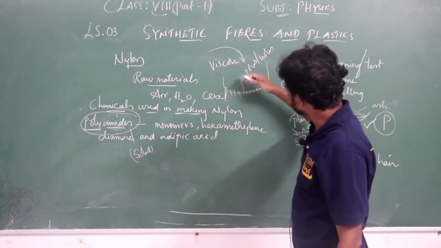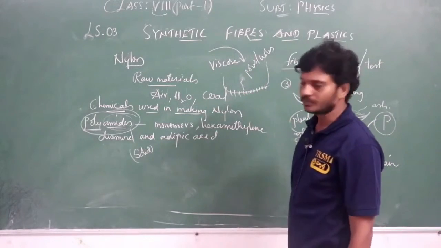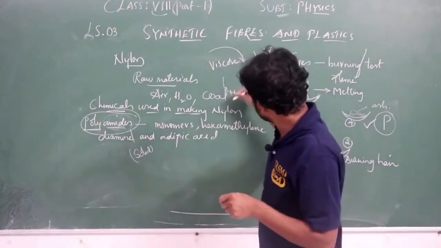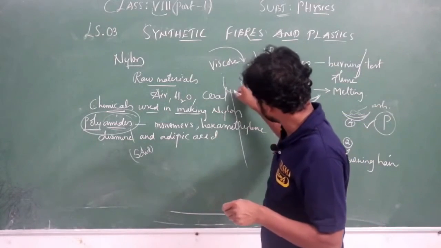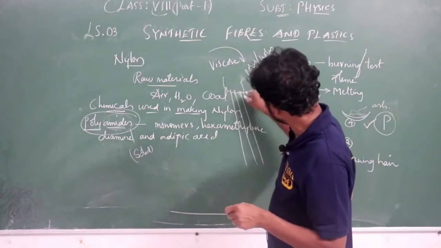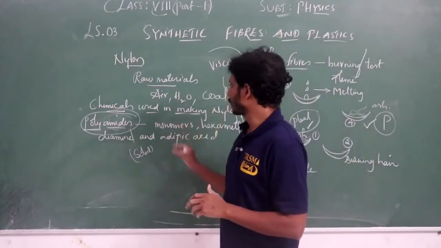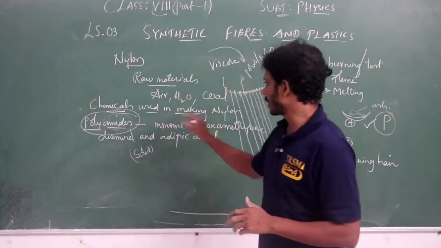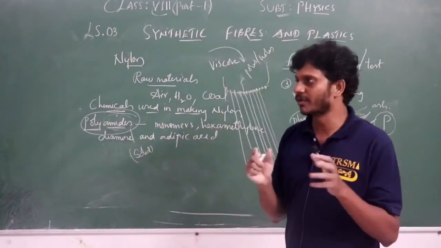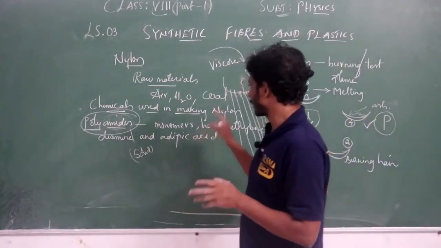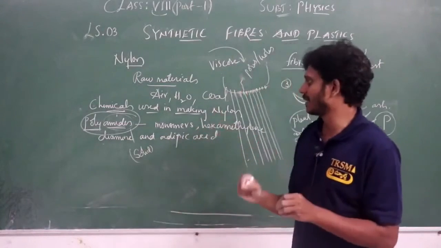Once this viscous polyamide passes through, it comes out in the form of threads, straight threads like this, which are very fine. And they also use some other chemicals, which are in monomer form, single unit form, like hexamethylene diamine.